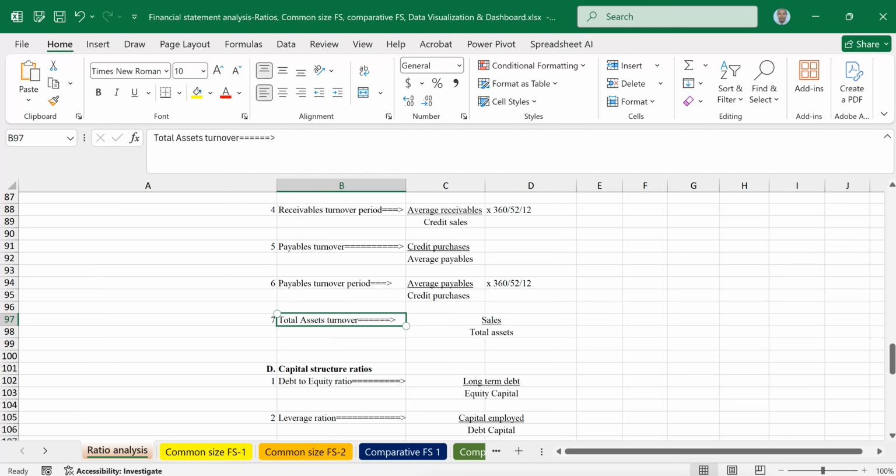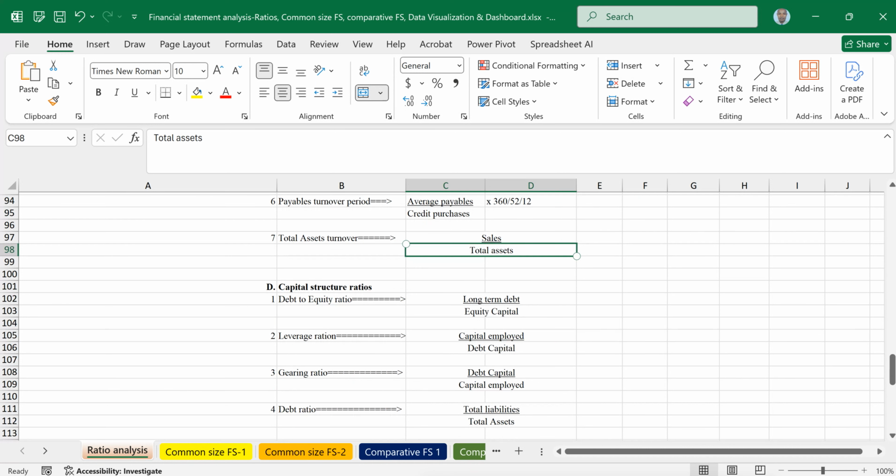Then total assets turnover, that is sales over total assets. That gives you how you are using your total assets, how your total assets are helping you to generate a shilling of revenue. So how are you utilizing your total assets so that you can generate some revenue? That is sales over total assets.